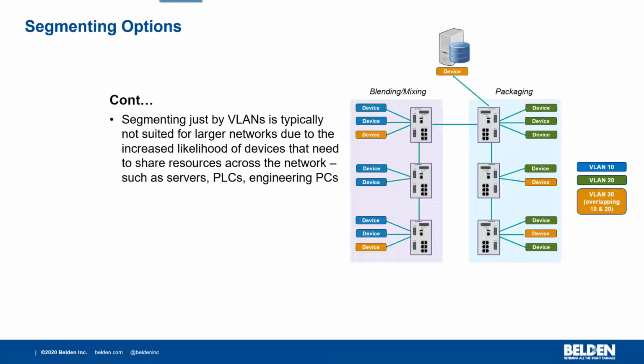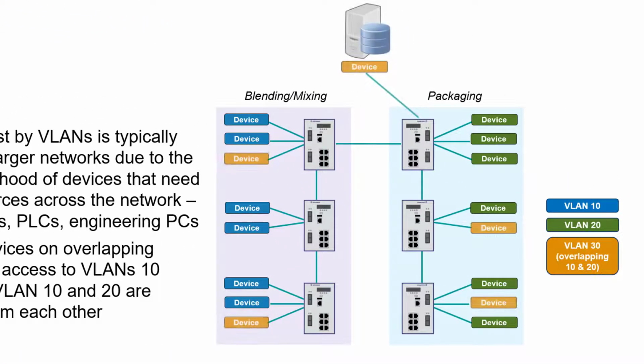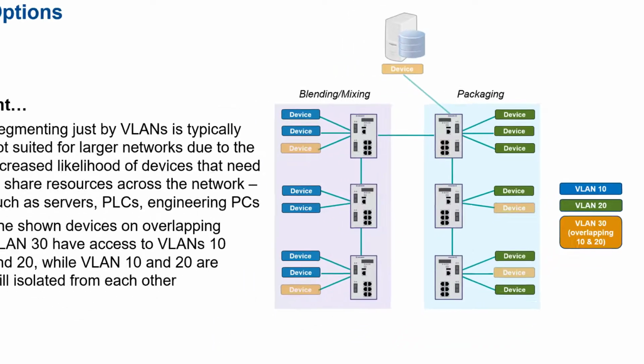One means of permitting this is to use what is referred to as an overlapping VLAN. In this instance, devices on VLAN 30 have access to both devices on VLAN 10 as well as VLAN 20. Yet VLAN 10 and 20 are still virtually separated and the devices cannot see each other.